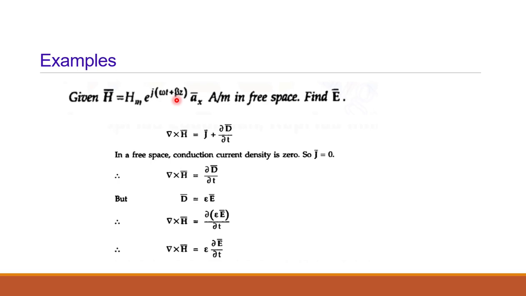So it is changing with respect to time, its variation with space is there, so both parameters are there. Okay, so let us consider that H is equal to Hm e raised to j(omega t plus beta z) into ax cap. So this complete component is Hx, in ampere per meter, in free space. Find E bar.